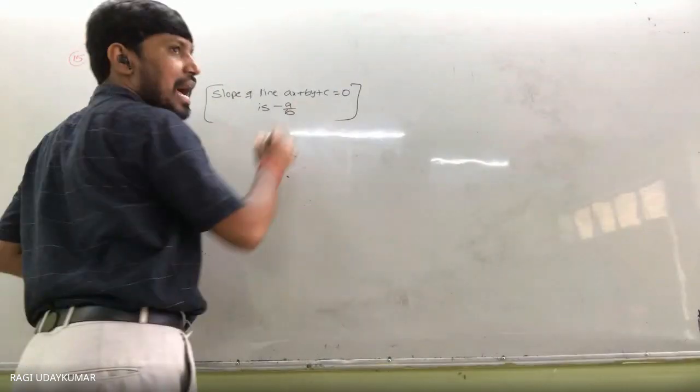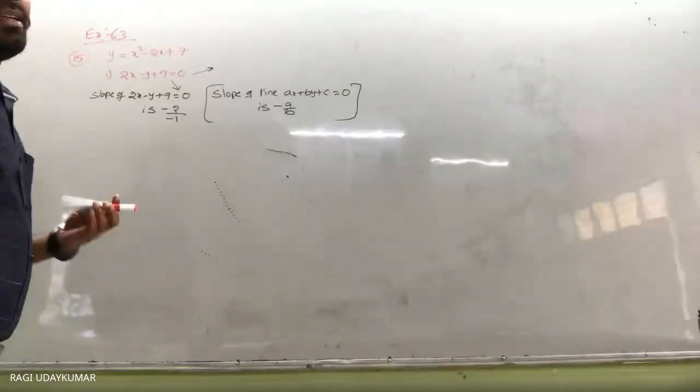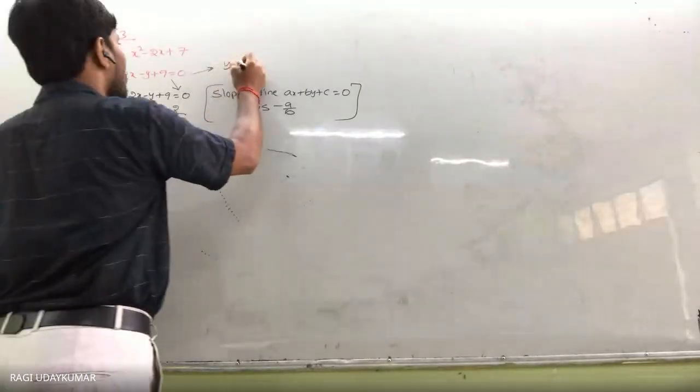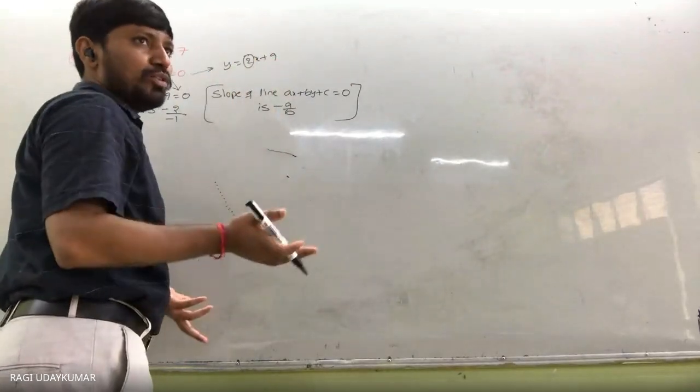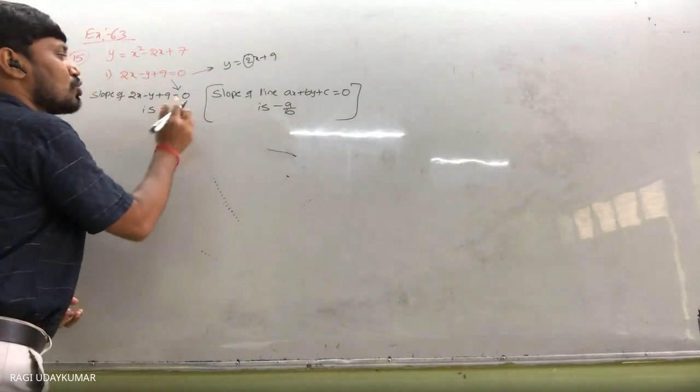Or you can write this in the form y equal to mx plus c. Writing in y equal to mx plus c form, y is equal to 2x plus 9. The coefficient of x, that is m, is the slope. So the slope is 2.